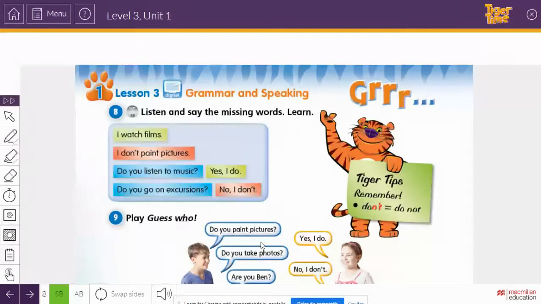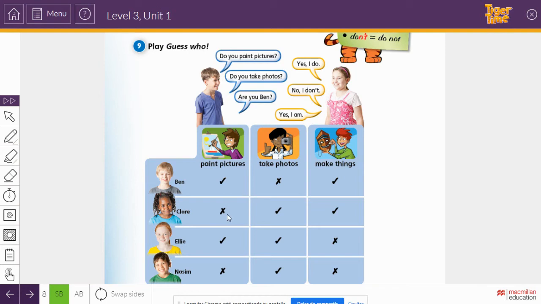This is a survey. A survey is a questionnaire, un cuestionario o una encuesta. And this survey was made to Ben, Claire, Ellie, and Nazim, the four members of the Tiger Street Club. Okay, so let's see their answers.